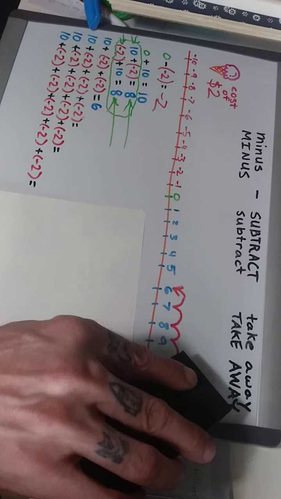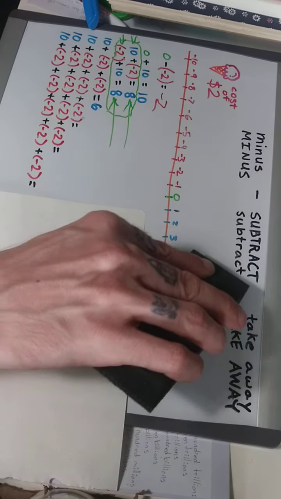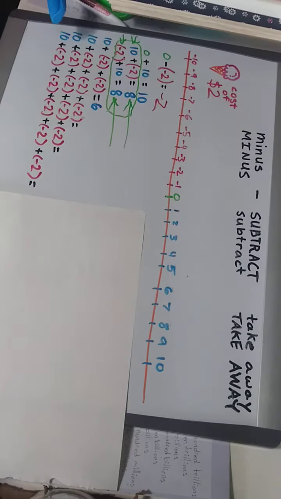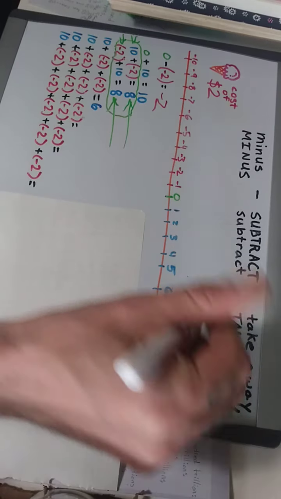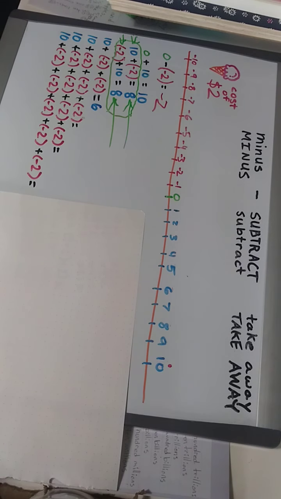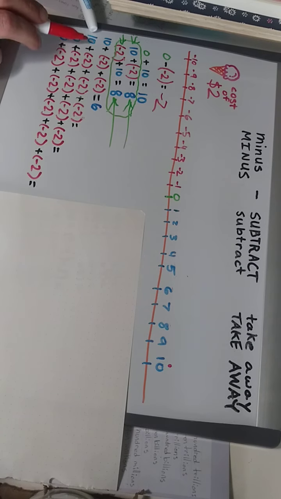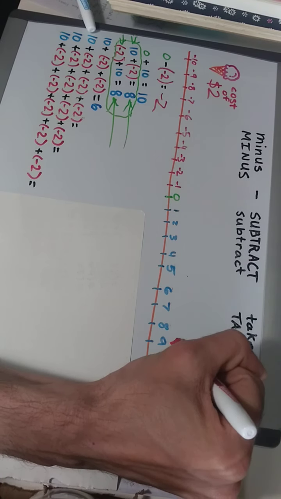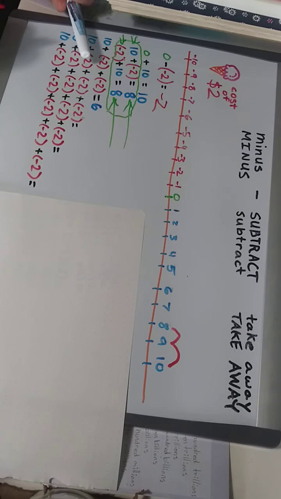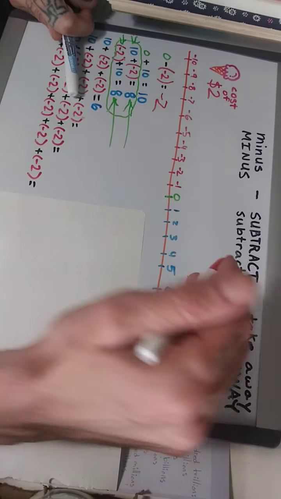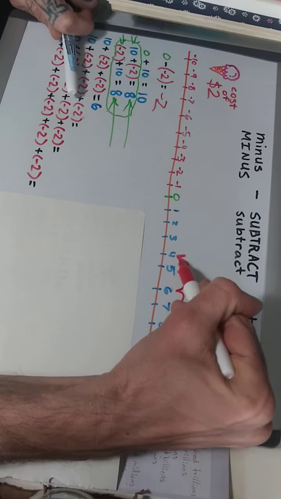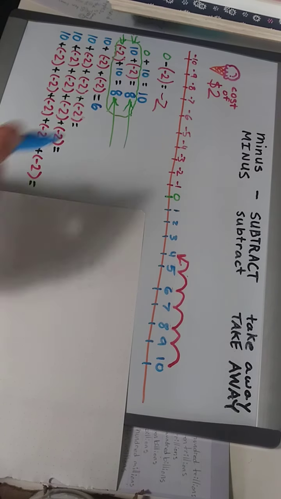We'll add this one with 3. So 10 plus negative 2 is 1, 2. And then plus another negative 2 is 1, 2. And plus the third negative 2 is 1, 2. Leaving us at positive 4.